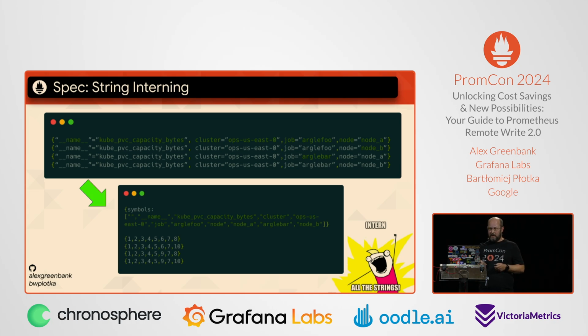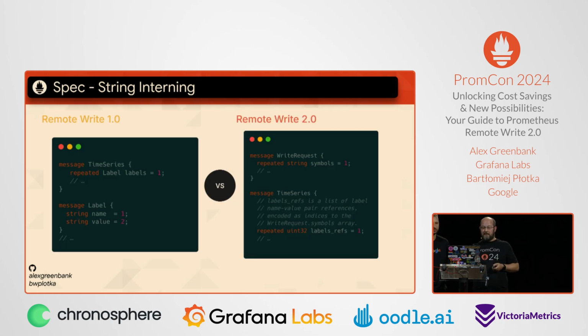The string interning was applied to all strings in the Remote Write 2.0 protocol, not just the metric labels and values, but other strings in the exemplar labels and values and the help and unit strings in the metadata. There's a lot of duplication there. But why did we opt for string interning? Aren't there other ways to minimize the data?